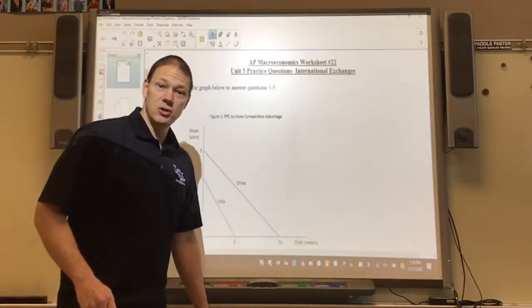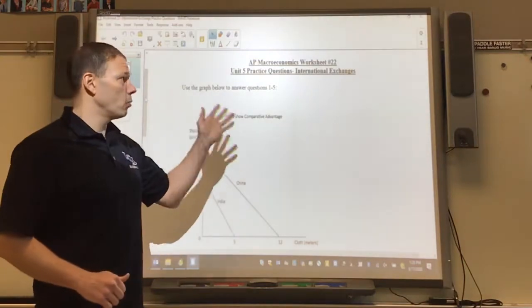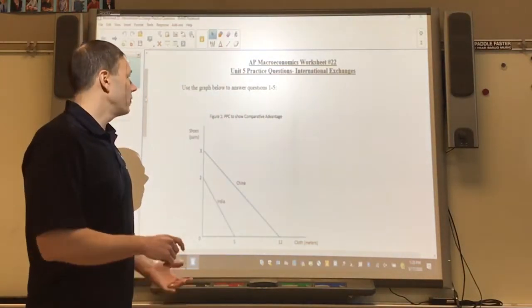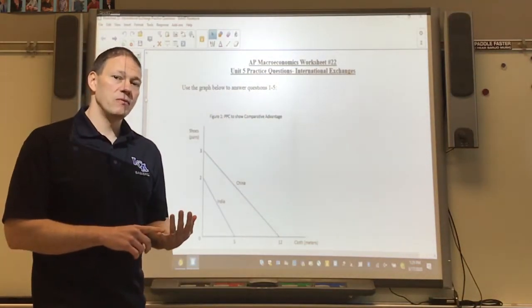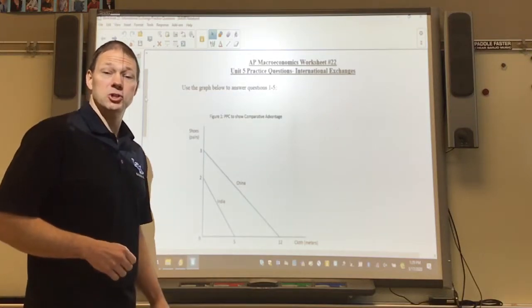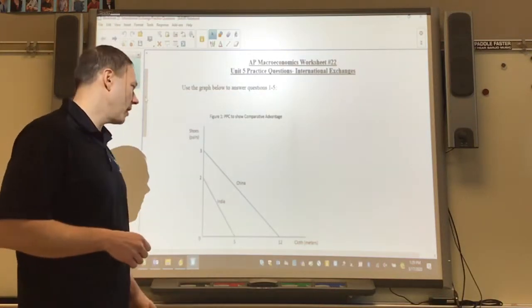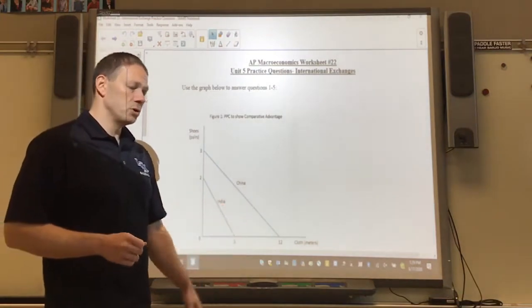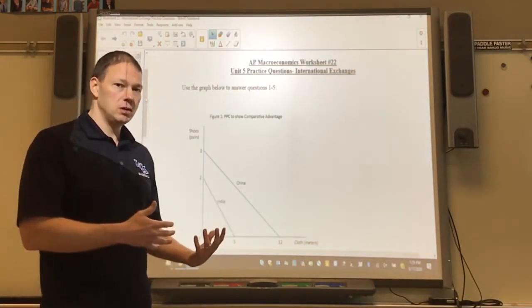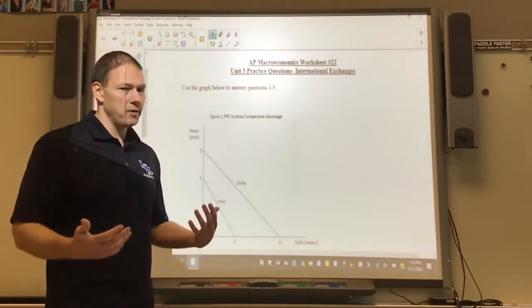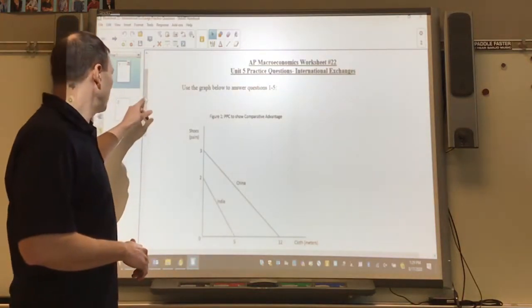Hello AP Econ students, I'm here to explain worksheet number 22, covering a little bit of comparative and absolute advantage and then some international exchange things, especially with our exchange accounts. This worksheet is review. We've already covered these materials, so hopefully it makes sense to you, but if not, that's what I'm here for, to explain how this works.